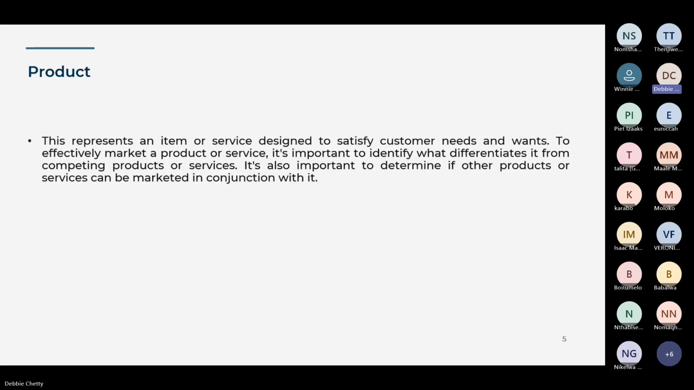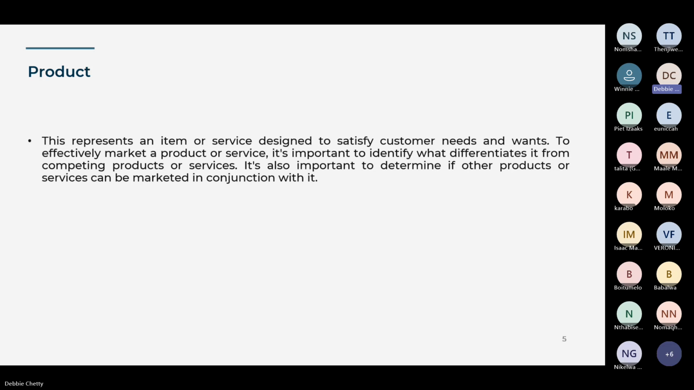So when we touch on a product, okay, we know what a product is. We know that a product is something tangible, something that you can touch. It is designed to satisfy customer needs and wants. And to effectively market a product or service, it's important to identify what differentiates it from its competitors. You know what products or services the competitors are offering. It is also important to determine if other products or services can be marketed.